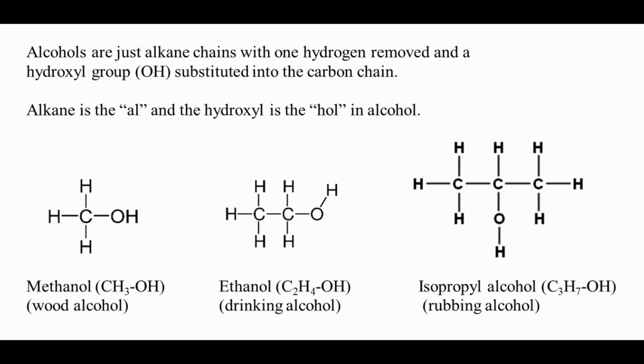Methanol, CH3OH, or wood alcohol, is methane with a hydroxyl group substitution. Ethanol, C2H4OH, or drinking alcohol, is ethane with a hydroxyl group substitution. Isopropyl alcohol, C3H7OH, or rubbing alcohol, is propane with a hydroxyl group substitution.